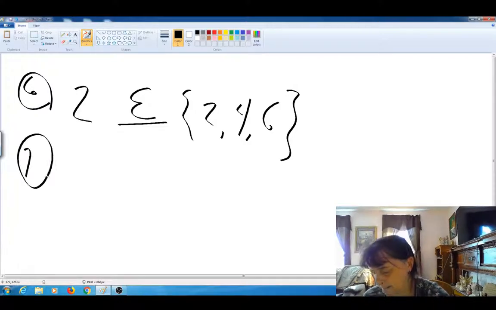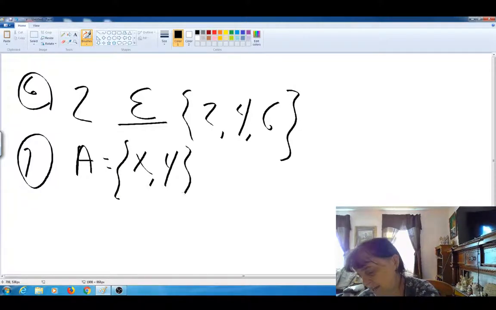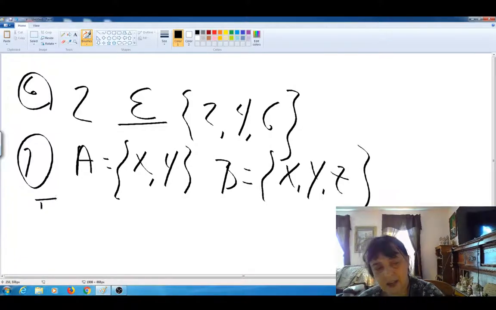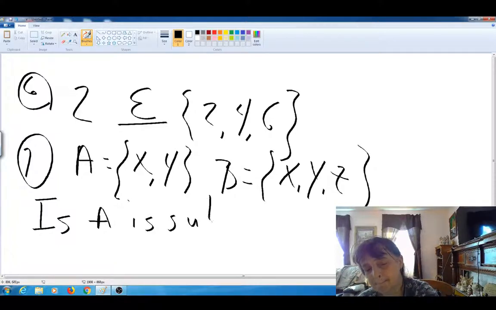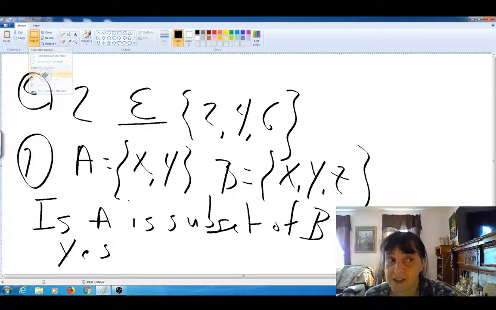Number 7. A is XY, B is XYZ. Is A a subset of B? Yes, because XY is part of B. So therefore A is a set, B is a set, so A is a subset of B.